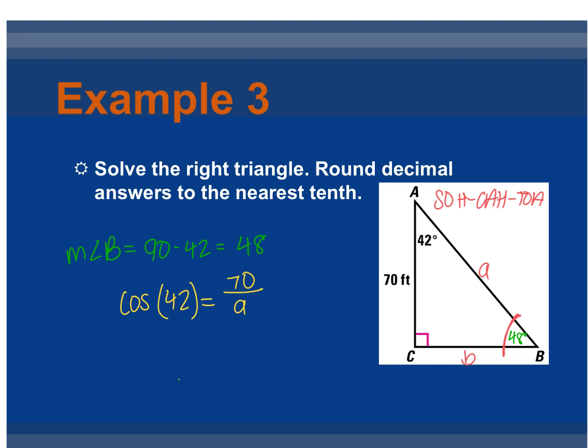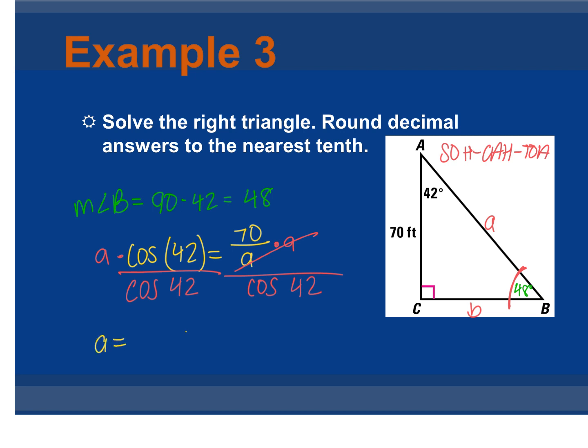All right, I'll do it in steps. I'm going to multiply both sides by A because I can't multiply by 70, and then divide by cosine 42. So what would that look like? A equals 70 over cosine 42. That's what you're plugging into your calculator: 70 divided by cosine 42. It says round to the nearest tenth. So what would this be rounded? 94.2. Good.